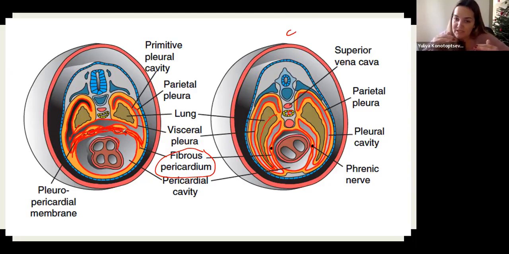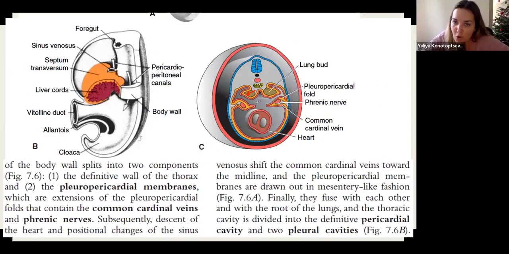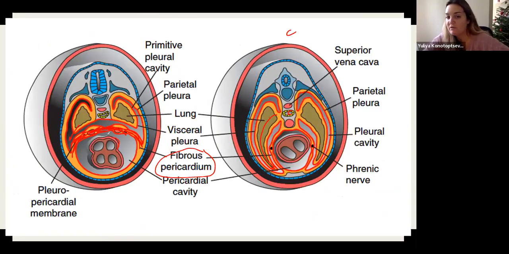So when these two membranes fuse together, there is no more connection between pleural and pericardial cavity. Now your thoracic cavity is fully divided into pleural and pericardial. So the most important thing to remember is that pleuropericardial folds are a product of parietal mesoderm, right? So they aren't visceral, they're parietal, they're extension of the parietal part of the body wall. They fuse together, creating this full border between the lungs and the heart.